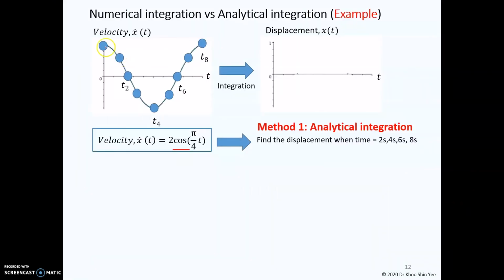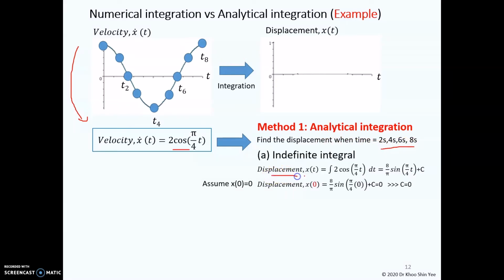In this problem, the velocity data is given in a continuous function. If we want to know the displacement when the time is equal to this, then we can perform the analytical integration. So we can obtain the displacement data by integrating the velocity data with respect to time. Integrate cos, you obtain sine, and then you need to divide by pi over 4 to give you the constant 8 over pi. And don't forget your constant.